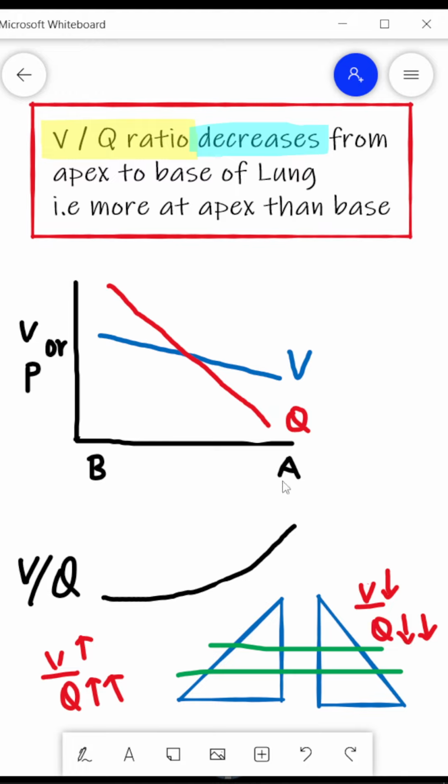As you see in this graph, in the apex of a lung, both decrease, but perfusion is more decreased than the ventilation. And at the base, the perfusion is very high when compared with ventilation. And the VQ ratio is increased at the apex and slowly decreases towards the base. Just put some numbers, you will understand.